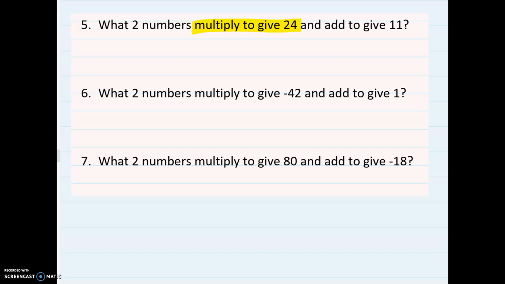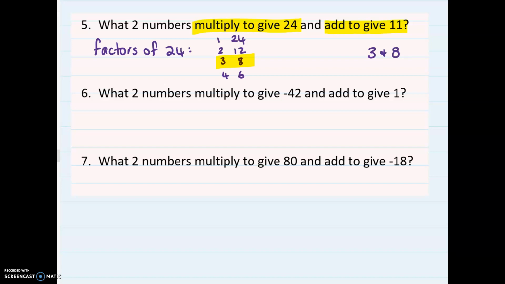So if I start with my factors of 24, they're the numbers that multiply together to give 24. So the factors of 24, we've got 1 and 24, we've got 2 times 12, we've got 3 times 8, we've got 4 times 6, and that's it. But I want the pair that when you add them up adds to give 11. And the only combination that adds to give 11 is 3 and 8. So my two numbers are 3 and 8.